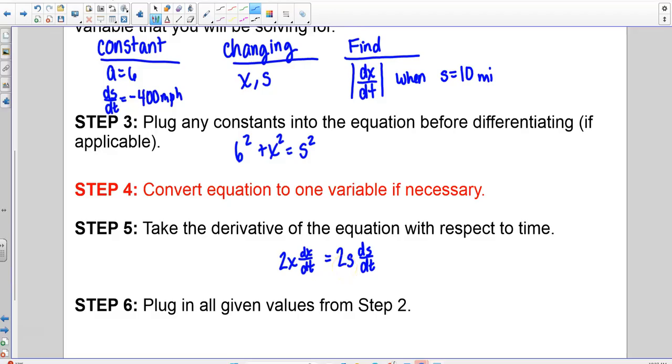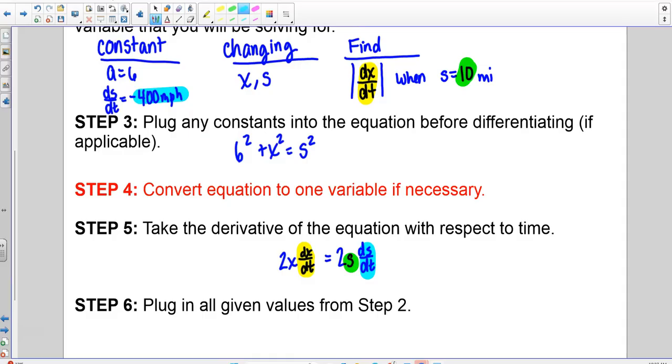Now we want to plug in the things that we know. dx dt is what we're trying to find, so it does not get replaced. I know s is 10. I know ds dt is negative 400. What am I missing? What do I not know? I do not know x.